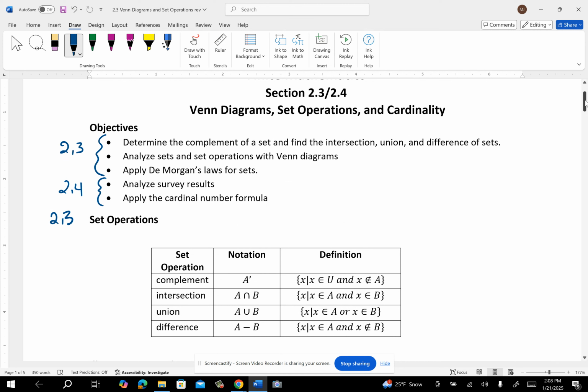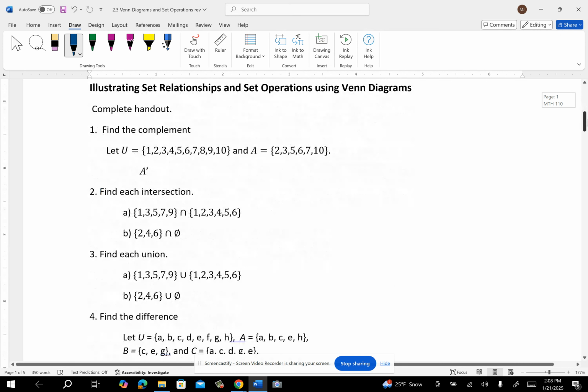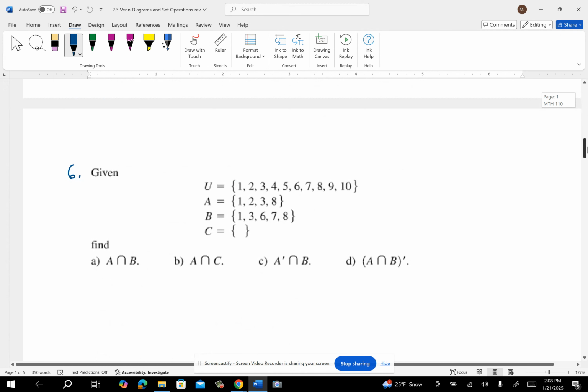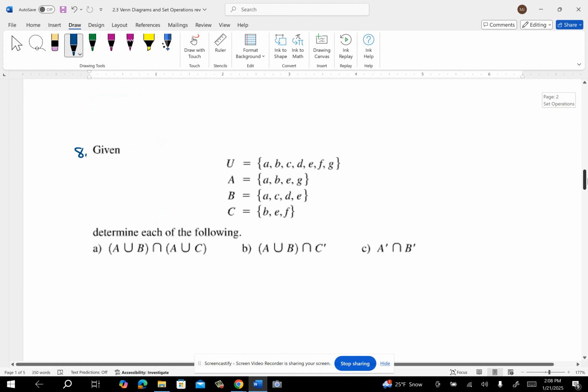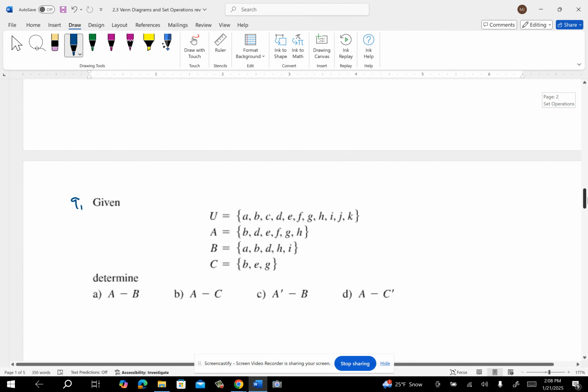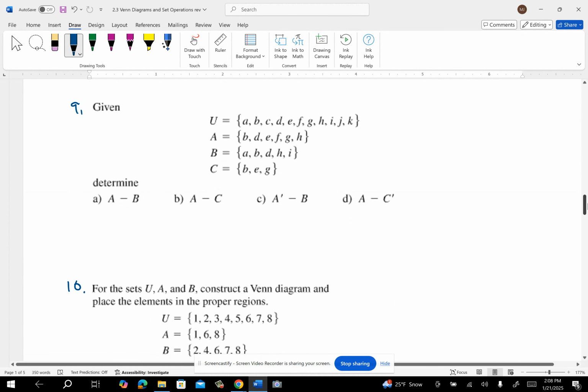Okay, so we did a lot of the problems from 2.3. I just skipped a couple. So if I remember correctly, we had done all the way through 8, but I skipped this one so I could get into some of the problems dealing with Venn diagrams. Okay, so I wanted to start with question number 9.